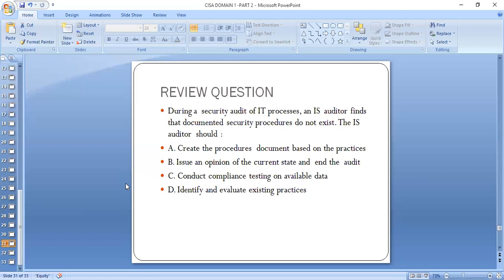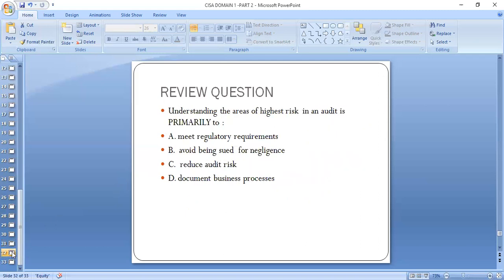Of course, the answer is D. I've already explained this earlier. The fact that they do not have procedures documented, all right, means that you need to check for practices. So you audit them based on the identified practices, and of course, we're going to recommend an OFI, opportunity for improvement, that they start documenting their procedures henceforth. So the best answer is D. Okay, let's look at the next one.